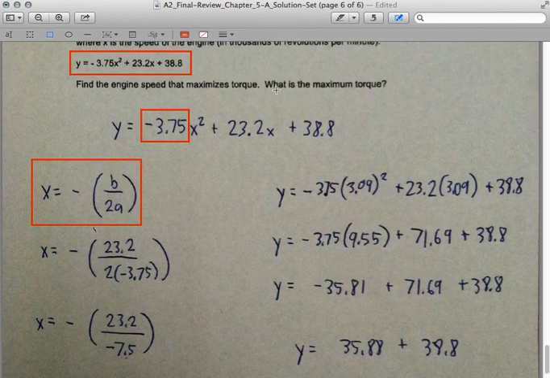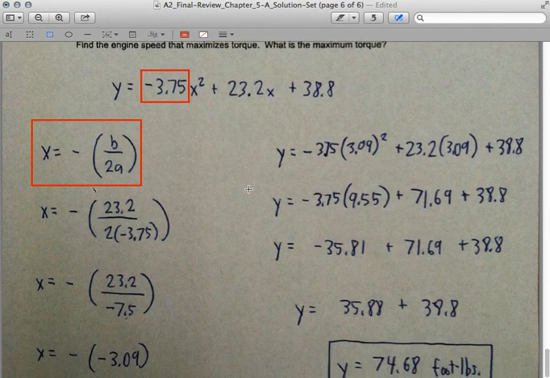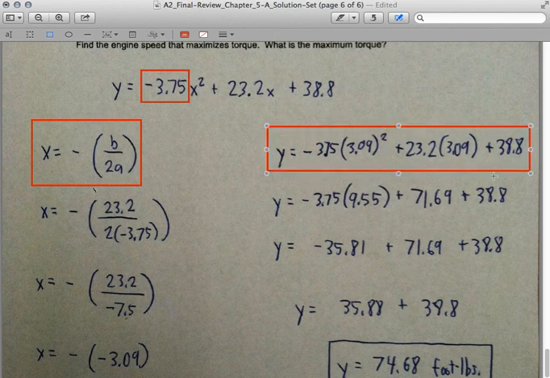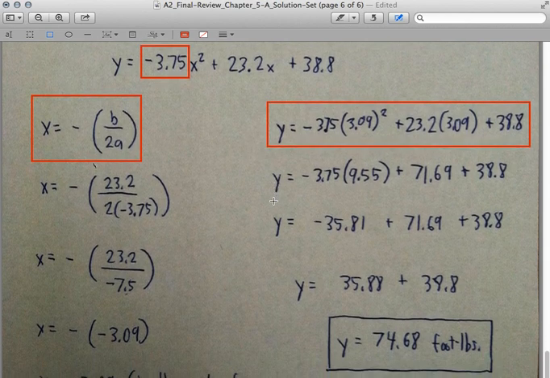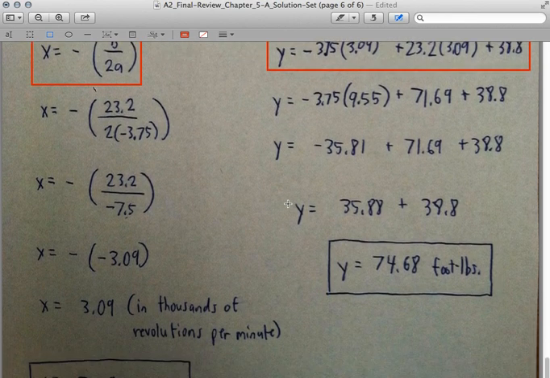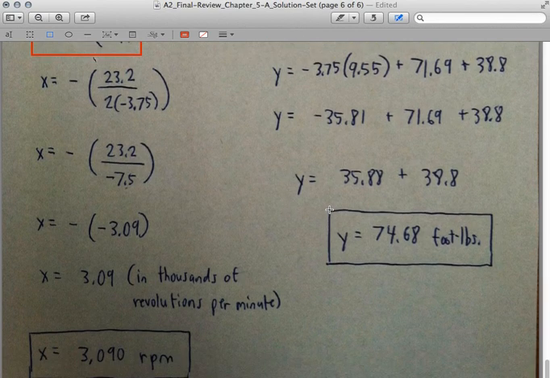The question also is asked, what is the maximum torque? So now that question is essentially asking, what is the output value at the vertex? And just like in our previous example, we can take the axis of symmetry value of 3.09 and input it back into the original function and calculate the output value of the vertex. Again, order of operations, and we can see through some algebraic work here that the output value is 74.68 foot-pounds. That is the maximum torque for this example problem.